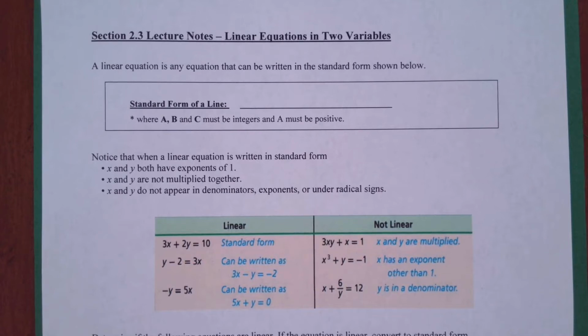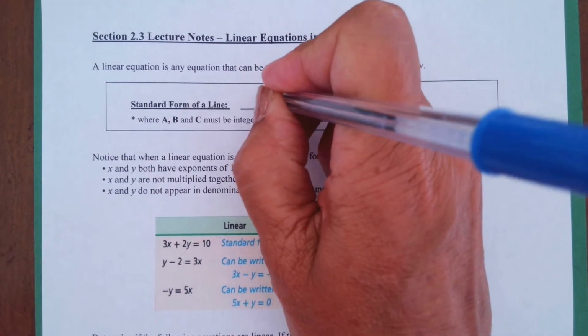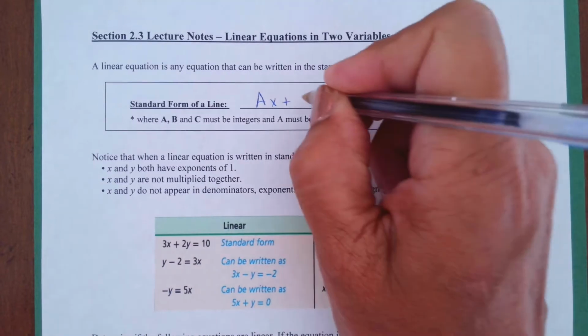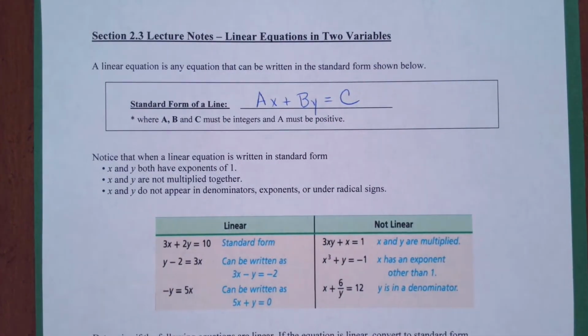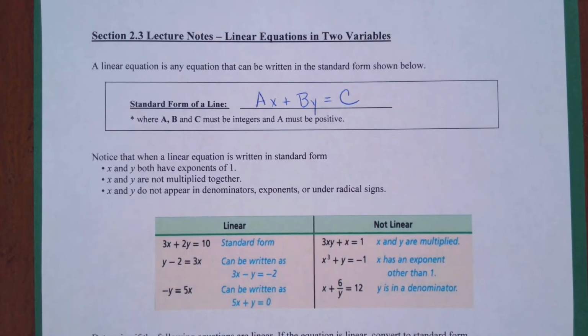So the first thing that you need to be able to do is pick out if you have a linear equation or not. So up at the top, the first definition says that a linear equation is any equation that can be written in the standard form shown below. So we're going to fill that in. If you remember anything from your algebra days, the standard form of a line is the equation ax plus by equals c. Okay, that is your standard form for a line.